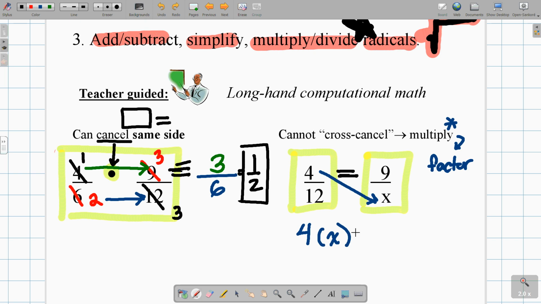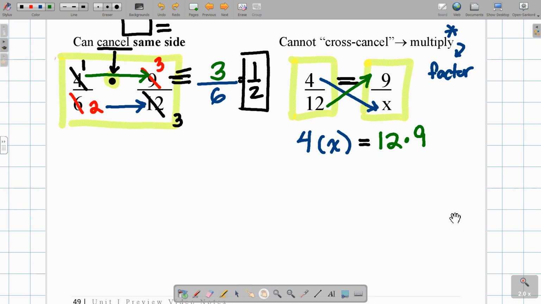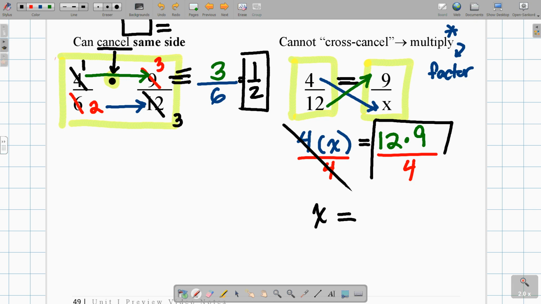Now, rather than multiply 12 times 9 out, you're simply going to write 12 times 9, because the key to multiplying is not multiplying, it's factoring. We want to get x by itself, so we're going to divide both sides by 4. Now we're working on one side of an equal sign. Now you can start factoring to your heart's content. I know 4 goes into 12 3 times. 3 times 9, 27 was our answer. The key to multiplying is not multiplying, it's factoring.